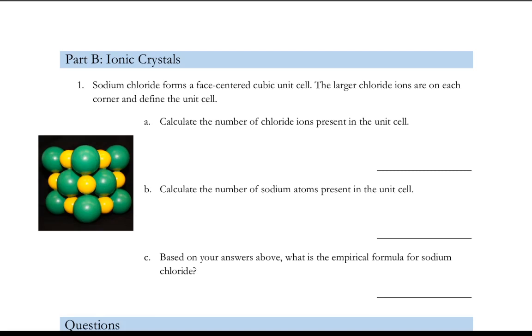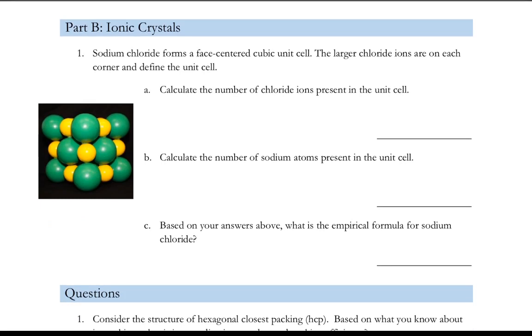So we have 12 edge atoms. Each edge is 1/4 in the unit cell, plus we have that yellow ball in the very center. Based on your answers above, what is the empirical formula for sodium chloride? So what's the ratio of sodium to chloride?